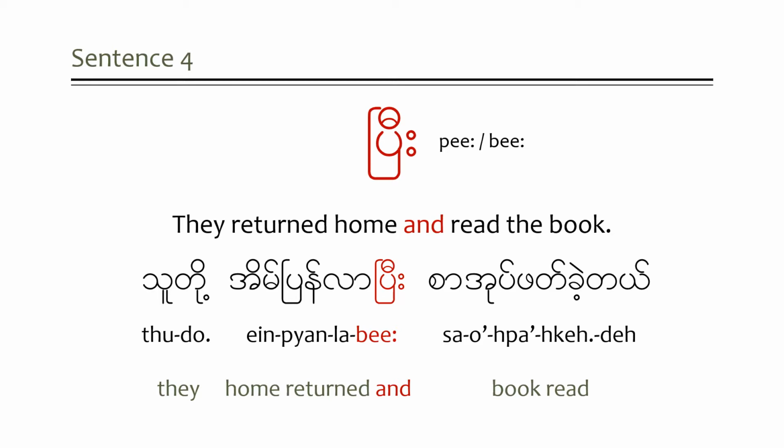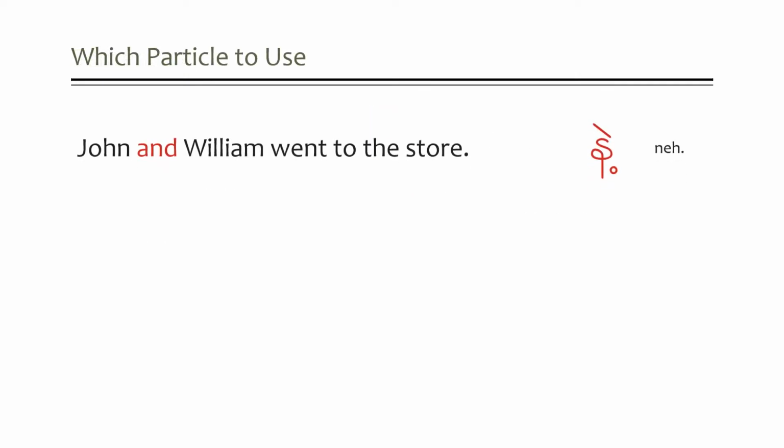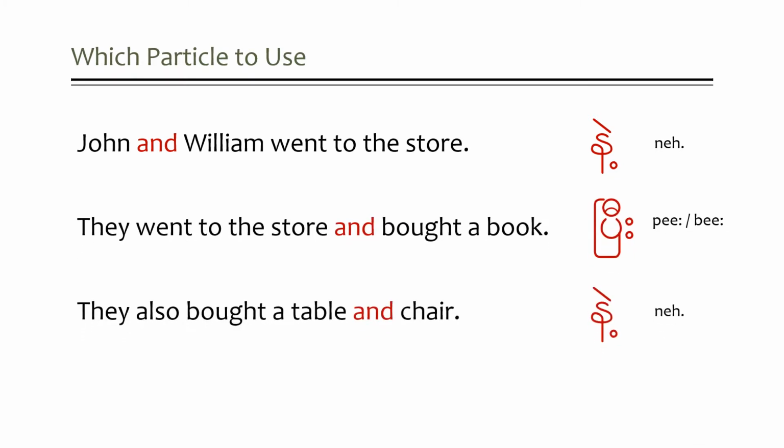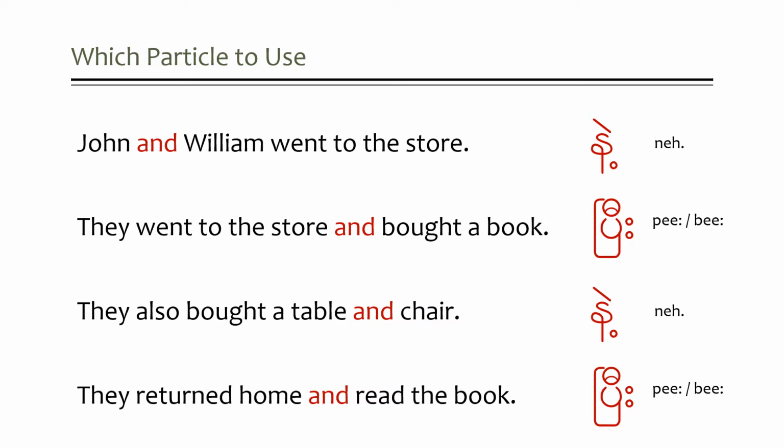Now, have you figured out how to know which particle to use? Well, let's look again at all of them together. Okay, here are our 4 sentences and the particle each uses for the word and. So in the first example, what 2 things are we connecting with the word and? Yes, John and William. And those are 2 nouns.